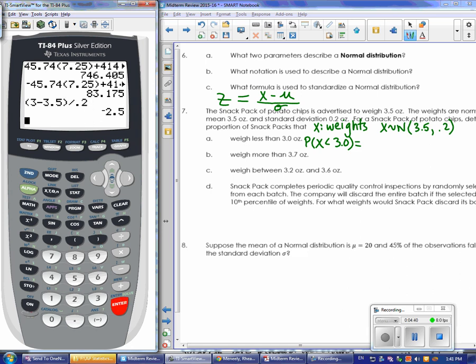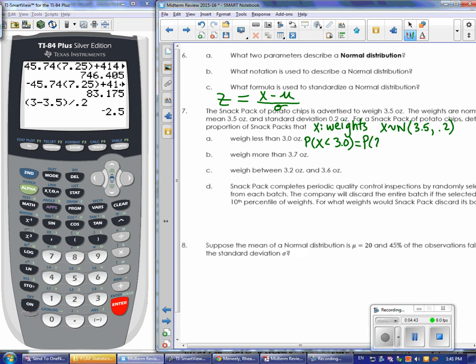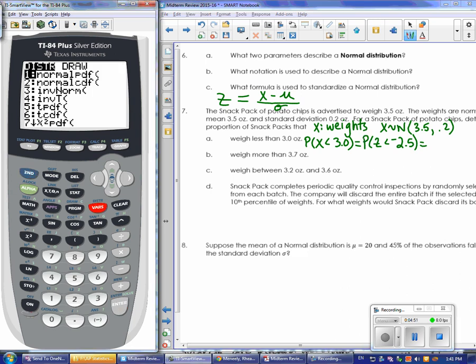And I get a Z-score of negative 2.5. At this point, I can go ahead to my normal CDF, which is second vars, and that's the second option there. And you can do this two different ways. If I'm using my X variable, which I can do, since I'm dealing with a less than probability, my lower bound is going to be negative infinity. The calculator already has this in here as -1e99. That's the same thing as -999999999. My upper bound, though, if I'm using my x variable, would be 3.